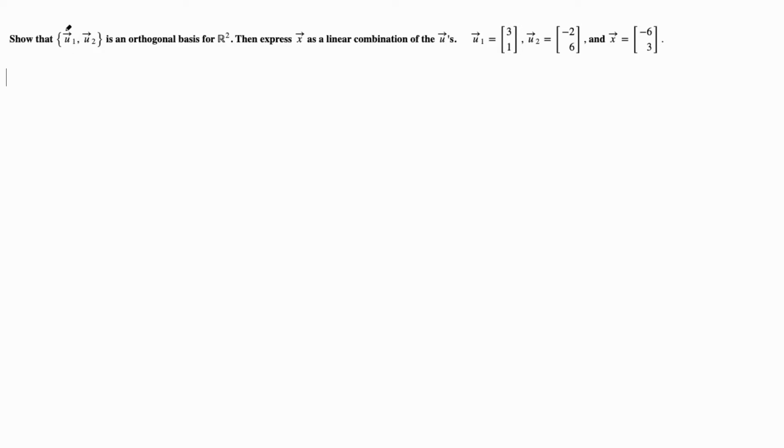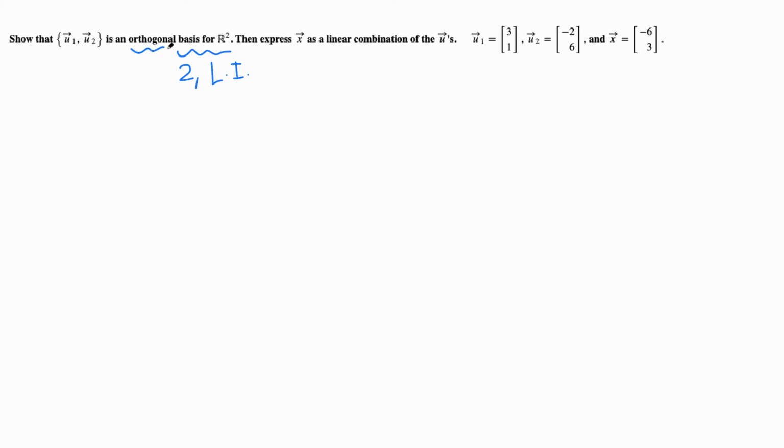Show that u1 and u2, this set, is an orthogonal basis for R2. So how do we check if it is a basis for R2? The dimension of R2 is 2. So we need two vectors, and for a basis we need linearly independent vectors. As soon as we find two linearly independent vectors in R2, they form a basis.